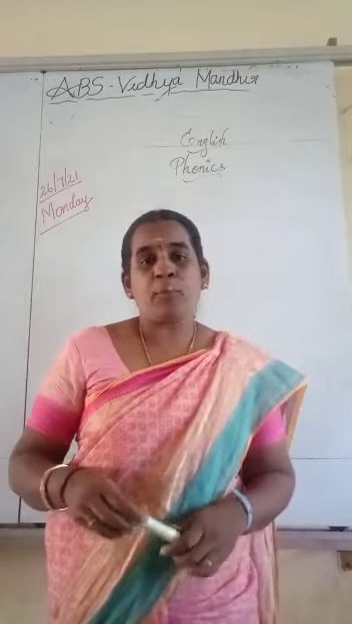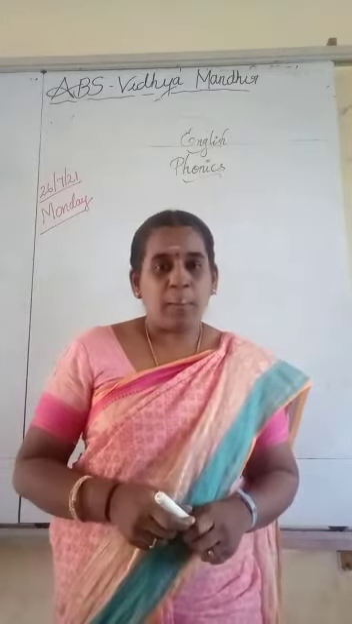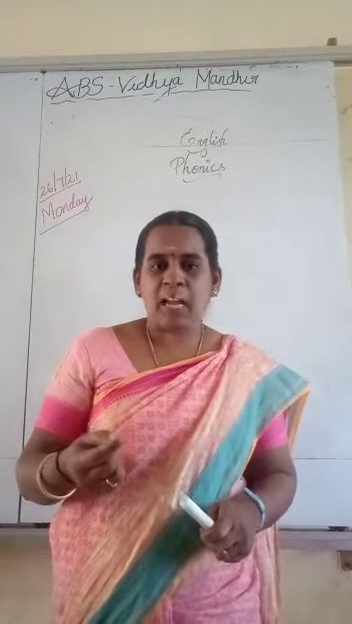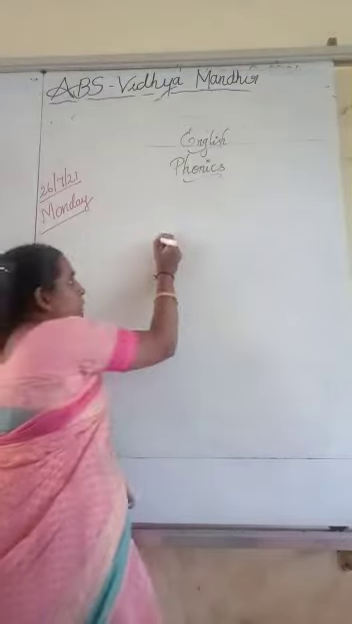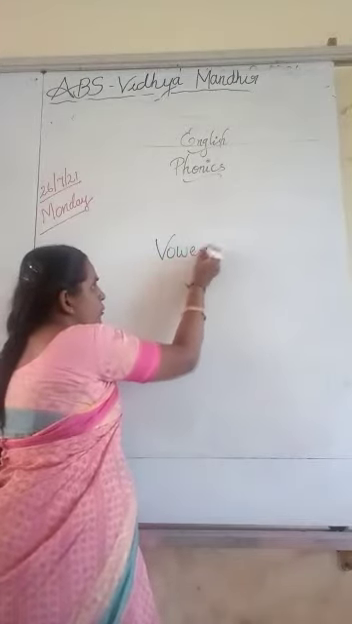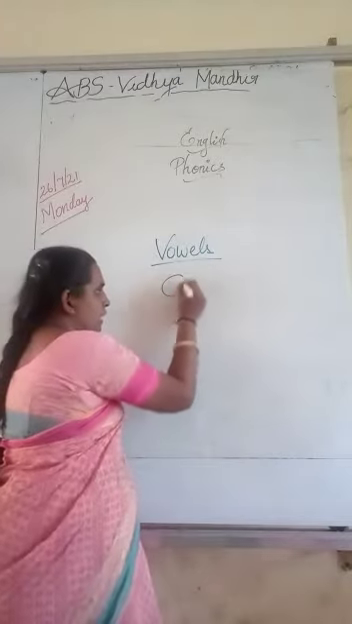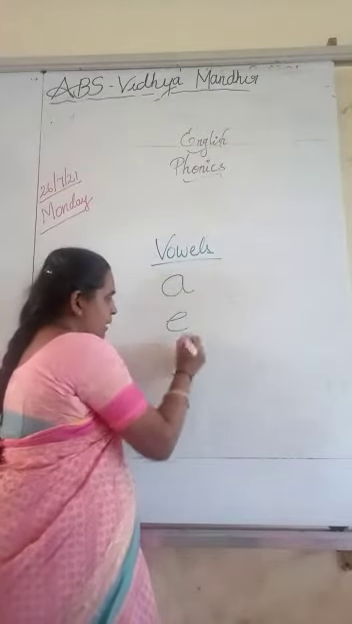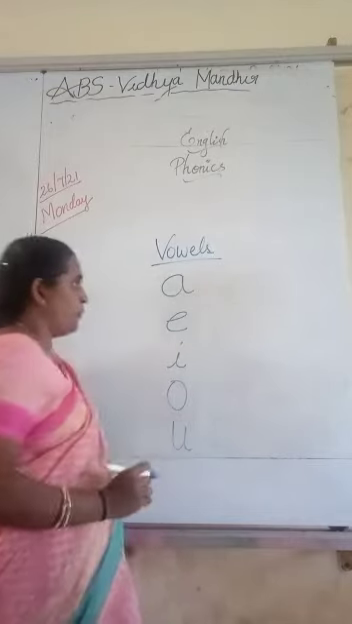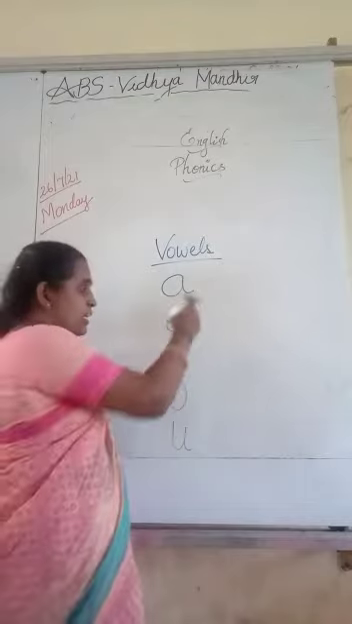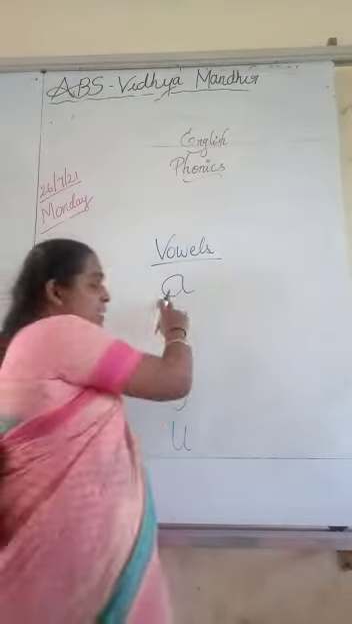I hope Poonima ma'am taught you last class how to pronounce each of these five vowels, right? So I am going to recapitulate that and start with the VC blending. First we will go to vowels. What are vowels? A, E, I, O, U. How to pronounce each letter? First A. A sound.